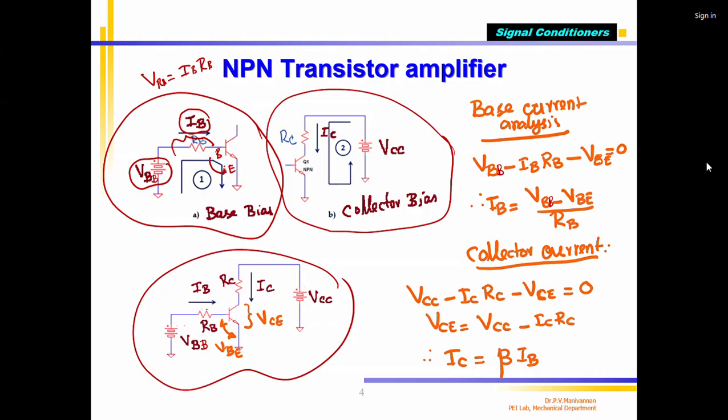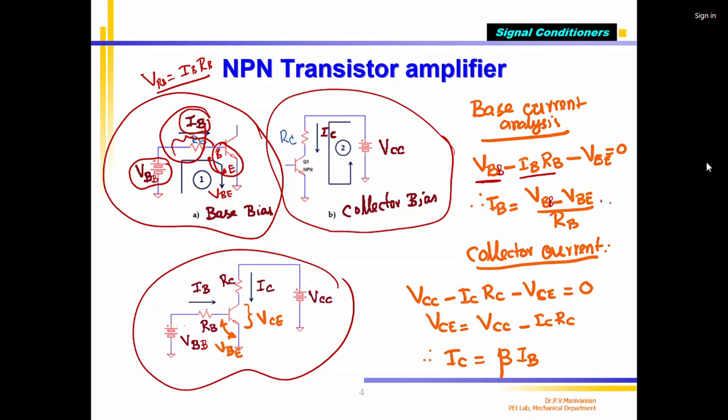Between these two is a voltage called VBE. That is what we have written here. VBB, the supply voltage, minus the voltage drop across this resistor, IB into RB, that is VRB, minus VBE, the voltage drop across this terminal, equals 0. So now from this I can calculate IB equals VBB minus VBE divided by RB.